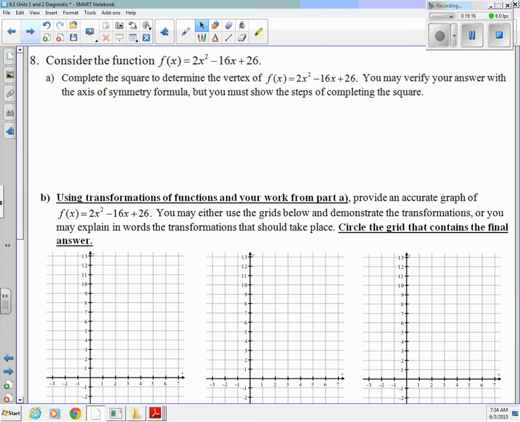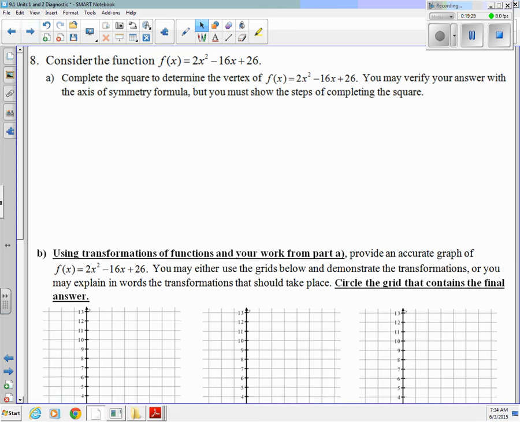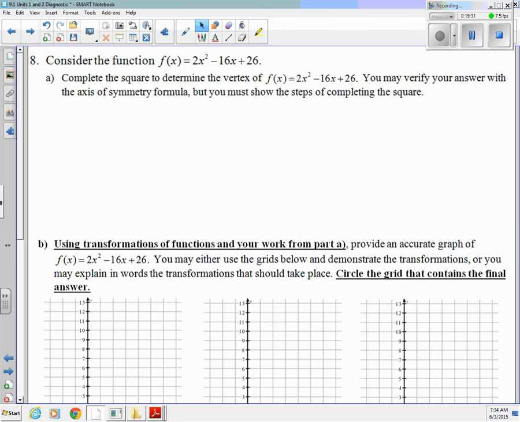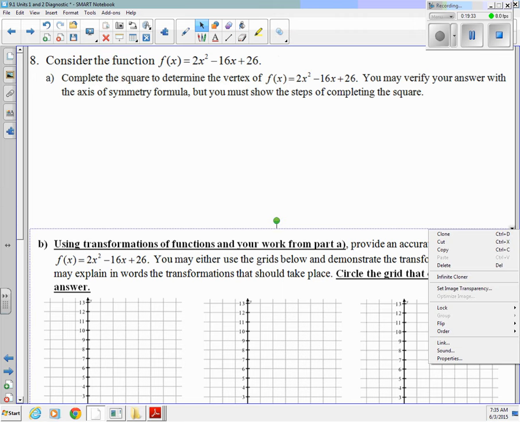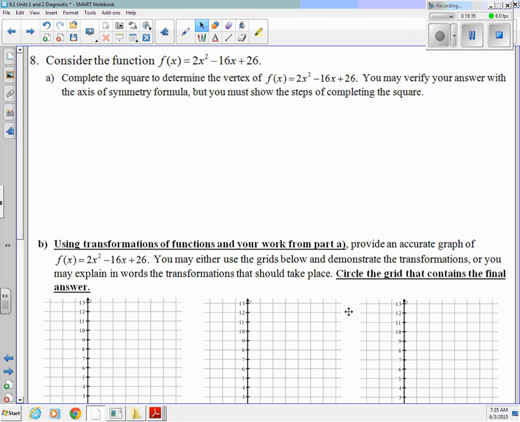Okay, so consider the function f of x equals 2x squared minus 16x plus 26. I asked you to complete the square to find the vertex. A lot of you struggled with this when we did it. So here it is, once and for all. We're doing it. All right, let's take a look. So I want to complete the square. There are multiple ways to do this.